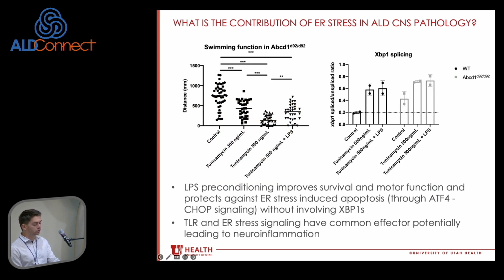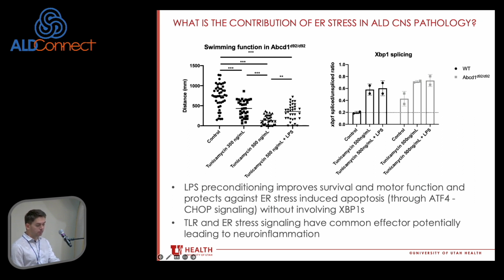And also with these two-hit models, we had the idea of combining the ER stress with also a drug promoting inflammation, which is this toll-like receptor agonist lipopolysaccharide. And quite surprisingly, instead of worsening the phenotype, which is what we were expecting, we can see that the LPS preconditioning happens to improve both the survival and the swimming function, which is decreased in the ABCD1 mutant fish after treatment with tunicamycin. And with LPS, it's actually rescuing a little bit the phenotype.